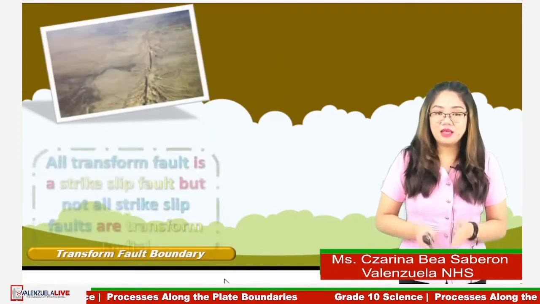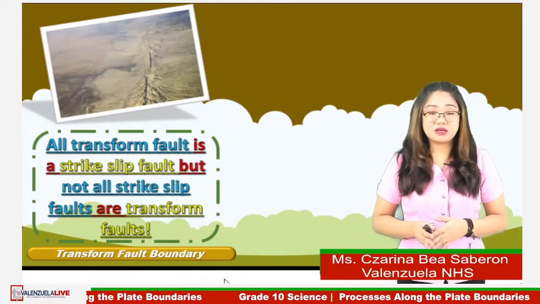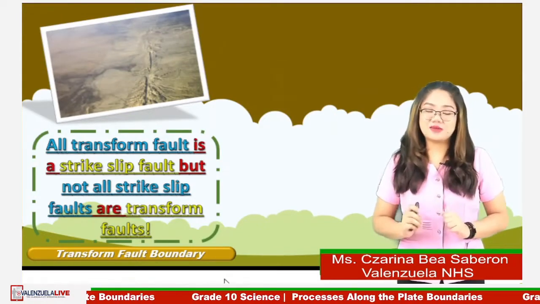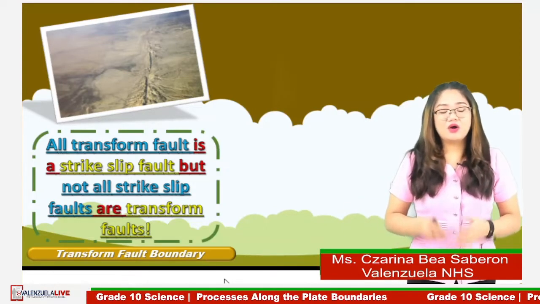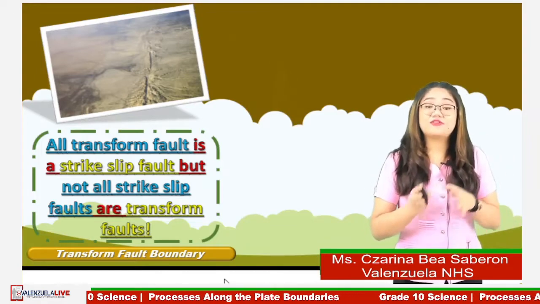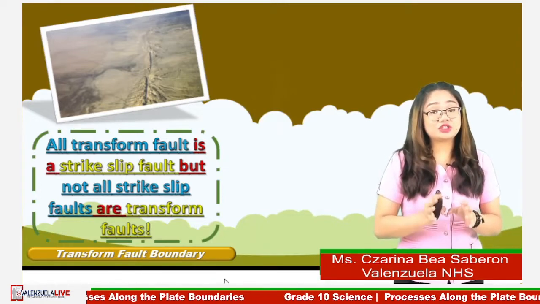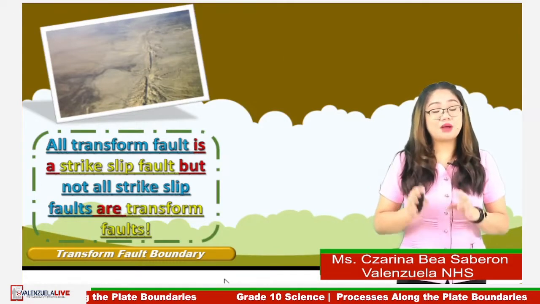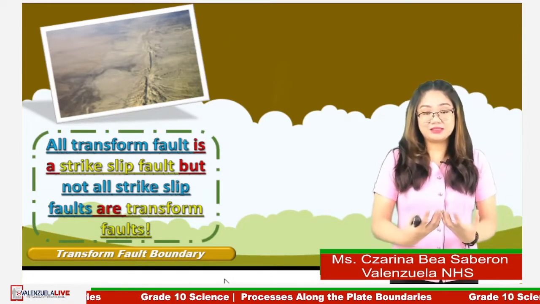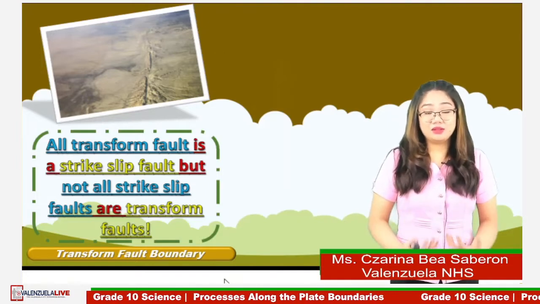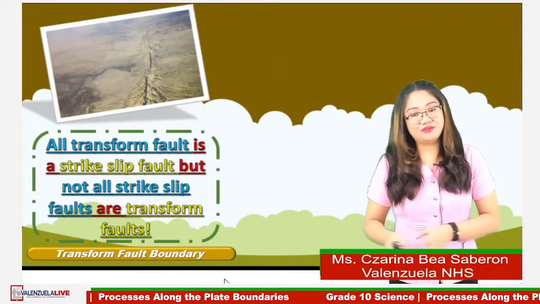Now, take note that all transform faults are strike-slip faults, but not all strike-slip faults are transform faults. Meaning to say, all strike-slip faults that are found at the edges of the plate boundaries are considered to be transform fault boundaries. But those strike-slip faults that are found within the plate, or what we call intracontinental, are not considered transform fault boundaries.